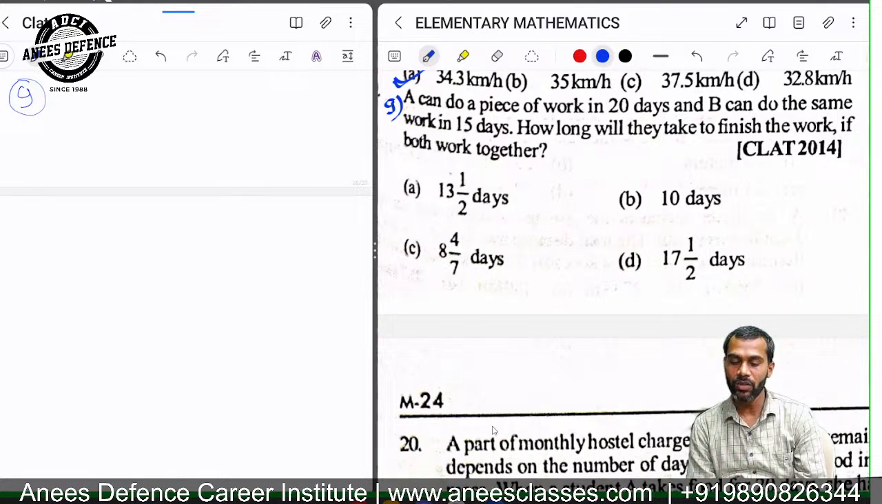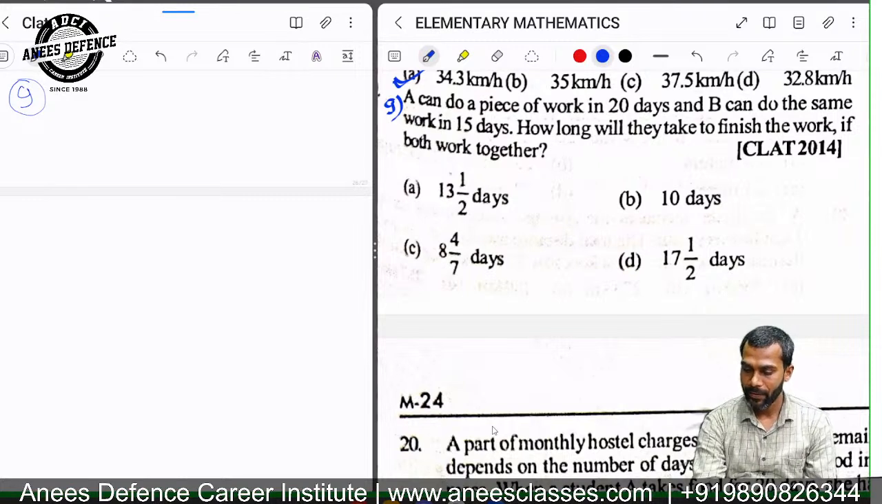Again, try to draw the tree diagram. Find out the efficiency, add the efficiency, and just divide it. Find out the LCM first. Purva, have you understood? Yes, sir. Draw the tree diagram for A and B.